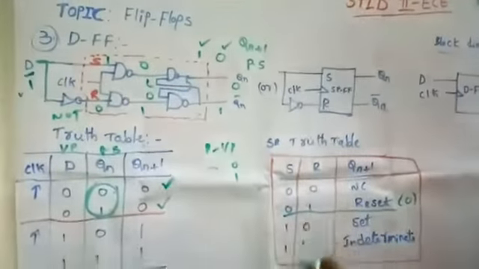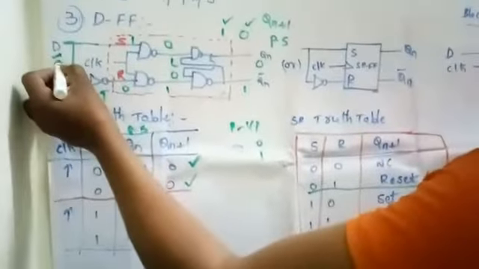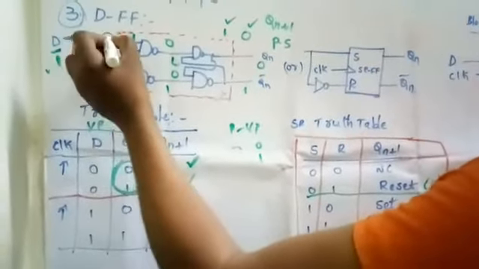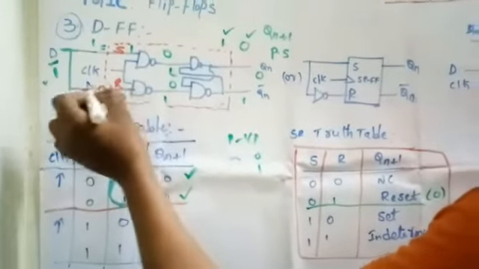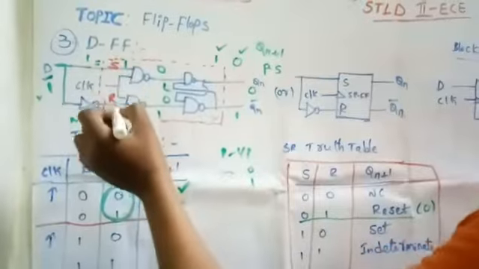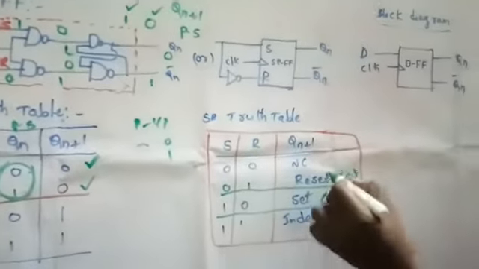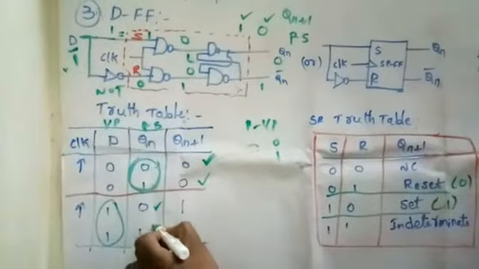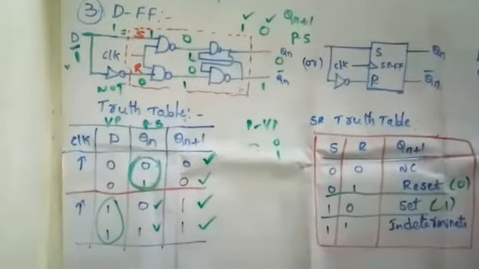This is one way. And let us come to another way. For example, D is equal to 1, so S is equal to 1 and R is equal to 0. Why? Because we have the NOT gate. S1 R0 from the SR truth table. What is the corresponding Qn plus 1? Set. Set means 1. If D is equal to 1, whatever the prior state, it may be Qn is 0 or 1, the output is 1.